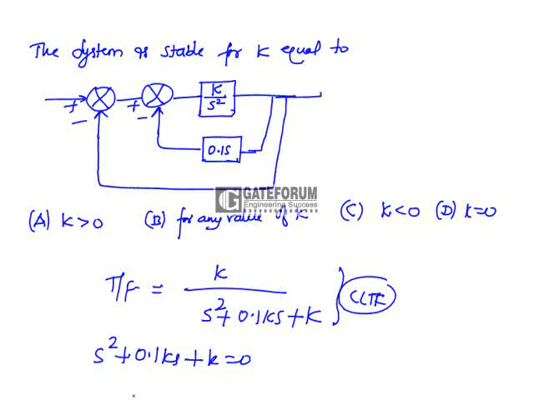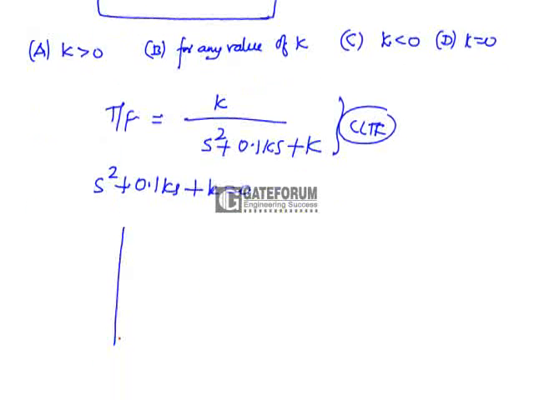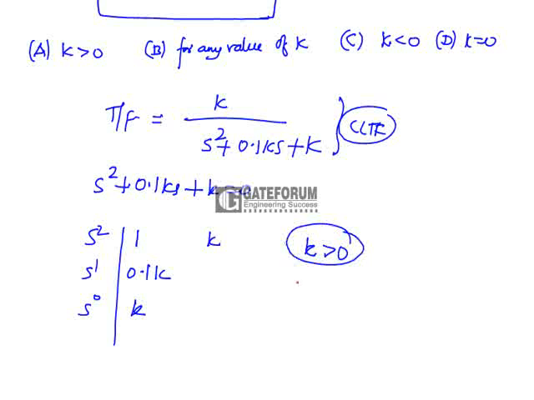Now what is the Routh-Hurwitz criteria? From the Routh-Hurwitz criteria we can write the rows s square, s power 1, s power 0, with alternate terms 1 and k, and this is 0.1 k. So what is this one? This is equal to k. The system is stable when k is greater than 0, or you can say 0.1 k is greater than 0. This is also found as k is greater than 0. So only one condition is there.